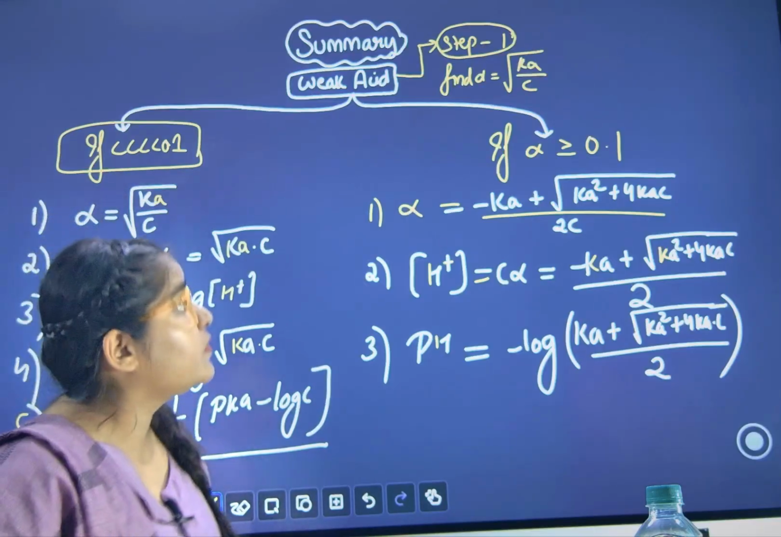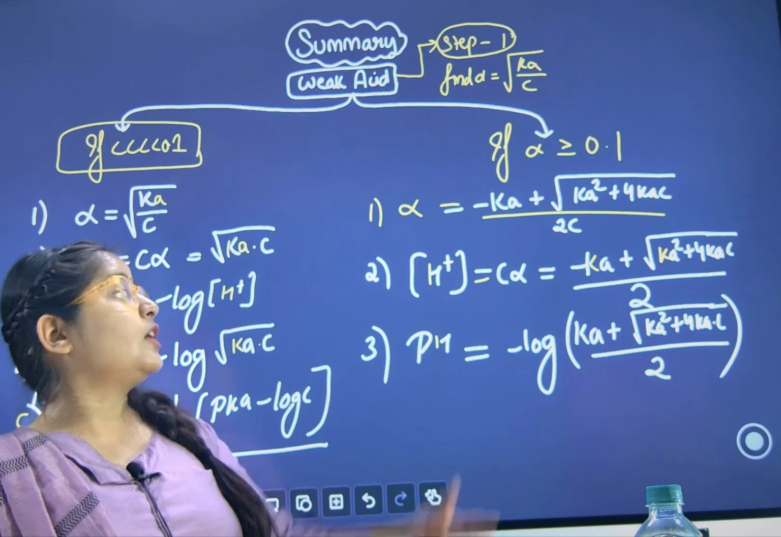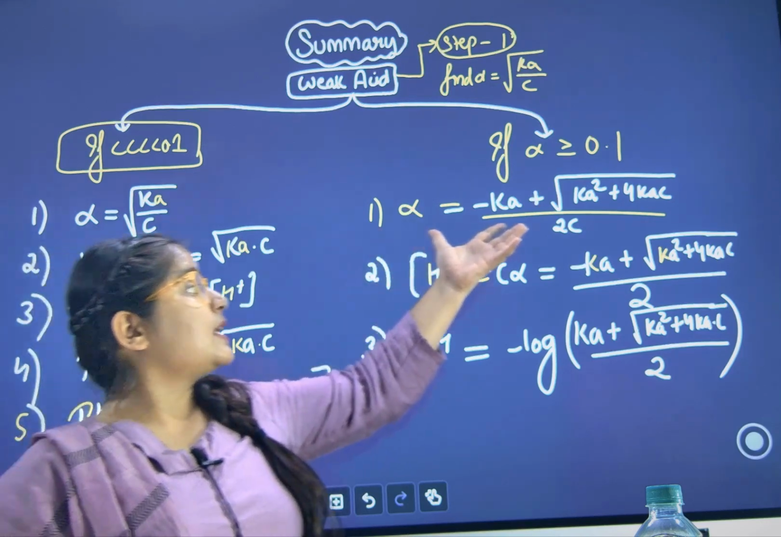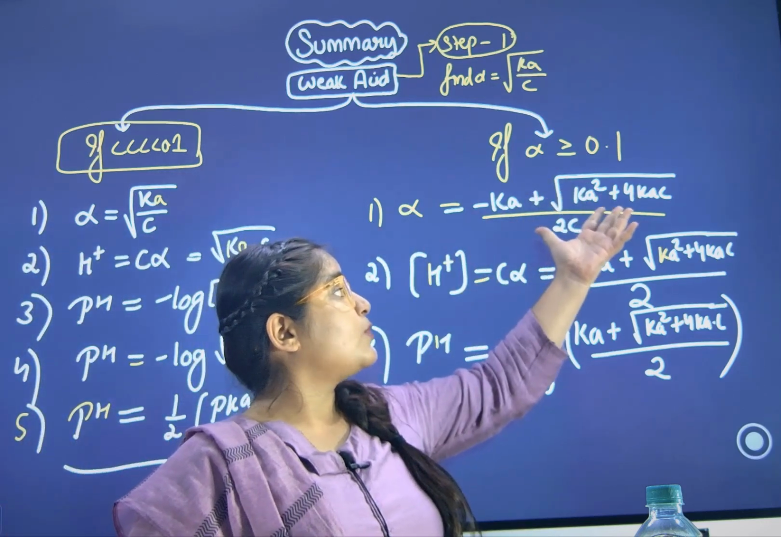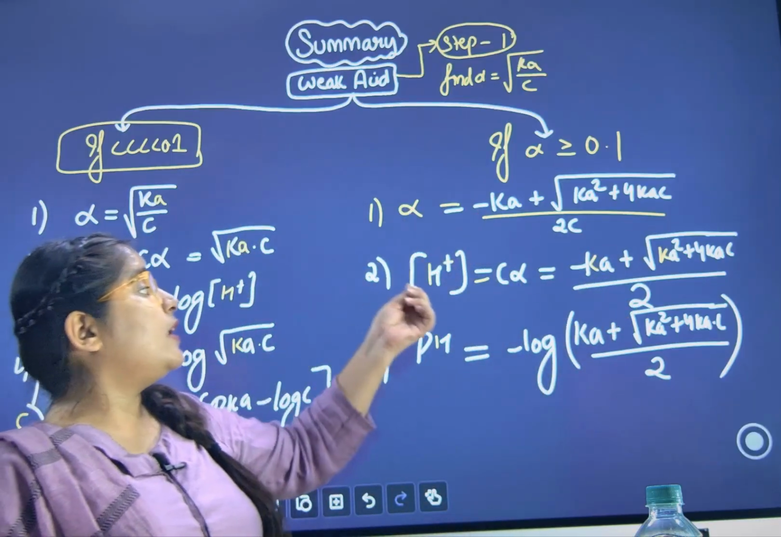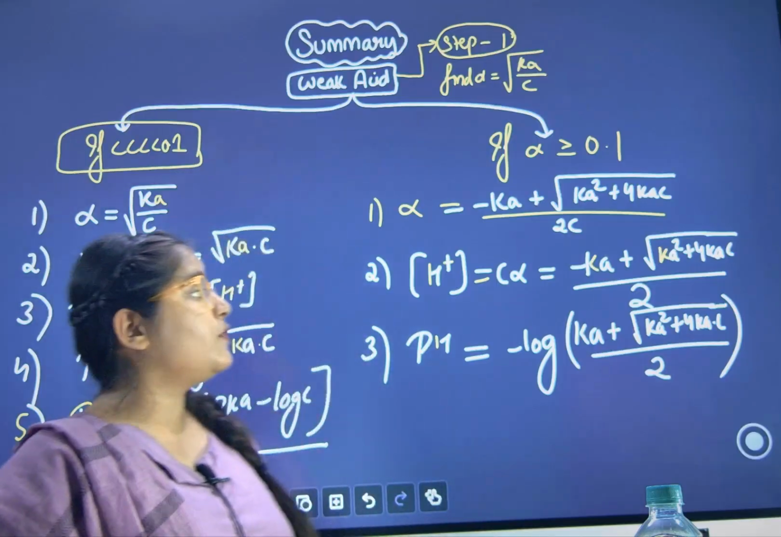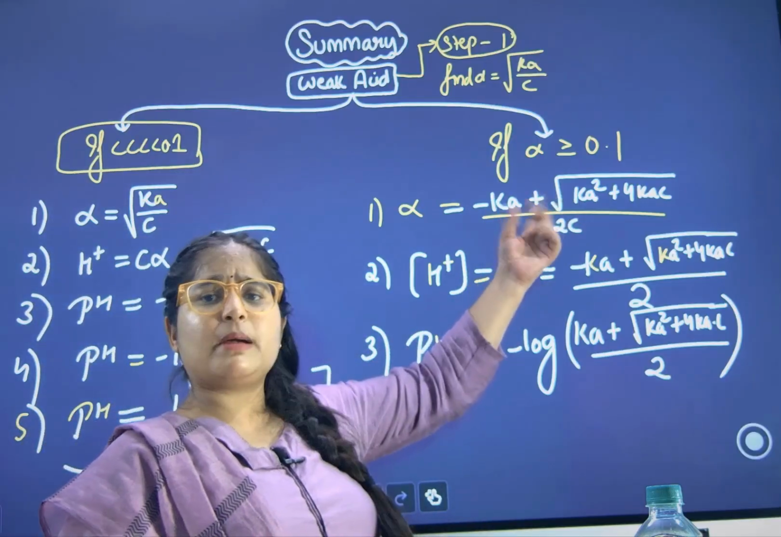But if alpha is more than or equal to 0.1, then what will we do? We will find our new alpha. How? Minus Ka plus under root Ka square plus 4KaC, by 2C. After calculating alpha, we will use this alpha in the H+ calculation. H+ equals C alpha. So for C alpha, you only remember the alpha formula.